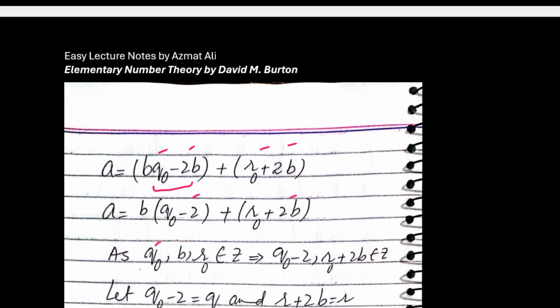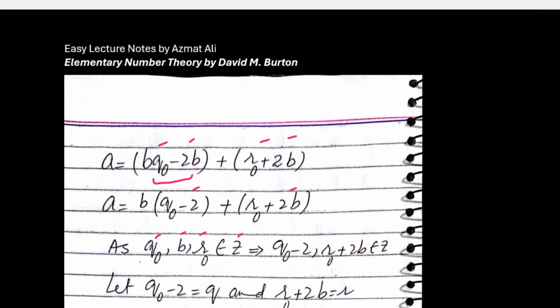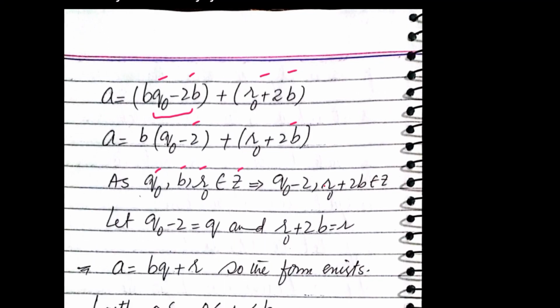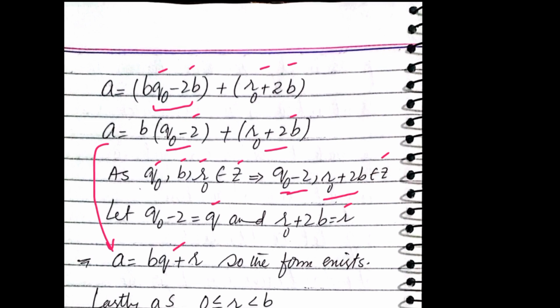As q naught, b and r naught are integers, and the difference of two integers is always an integer, as well as the sum of two integers is an integer, so q naught minus 2 and r naught plus 2b are also integers. So let us say that q naught minus 2 is another integer q and r naught plus 2b is equal to r. This implies a becomes a is equal to bq plus r. This shows that the form exists.